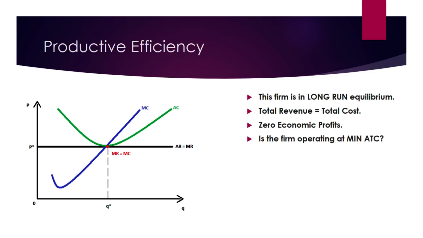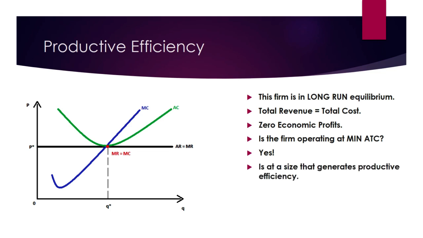So, now let's ask the same question. Is this firm operating at minimum average total cost? Is it? Well, hopefully you answer yes. We see that we're now at an output level Q star where Q star is at the minimum of average total cost. So now we do have productive efficiency. So in the short run, no, but in the long run, in perfect competition, yeah, we do see that we're going to be productively efficient.